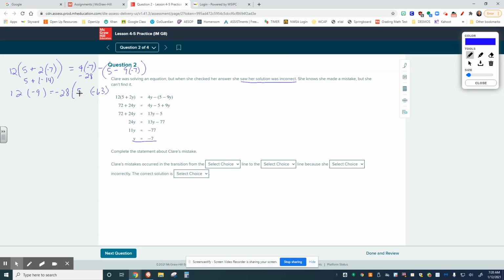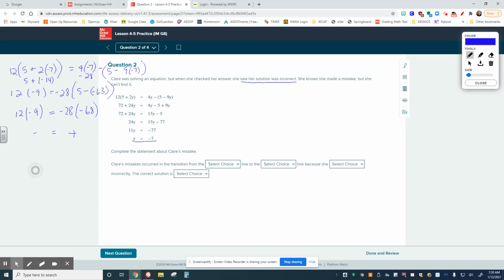And 5 minus negative 63 is going to be 68. So negative 28 times negative 68 is going to be a positive. And without even going a step further, I know right now, or she knows right now, this answer over here would be a positive value. This would be a negative value.